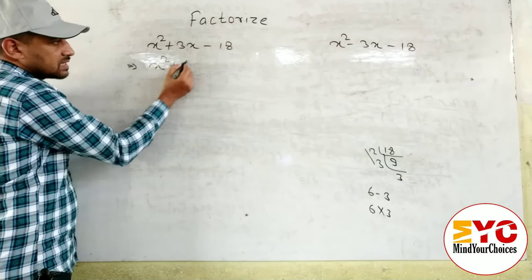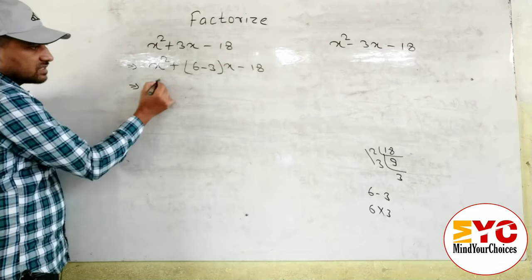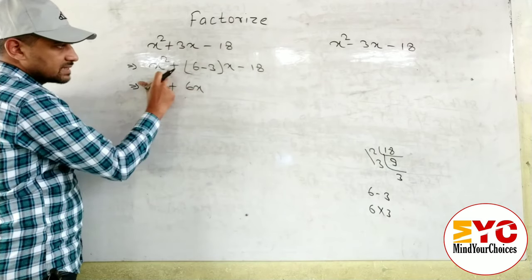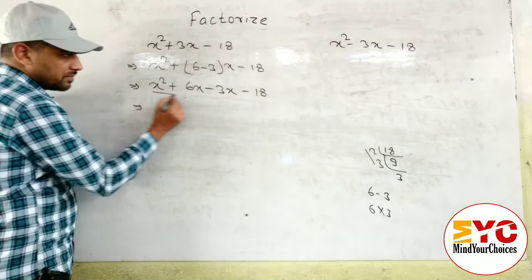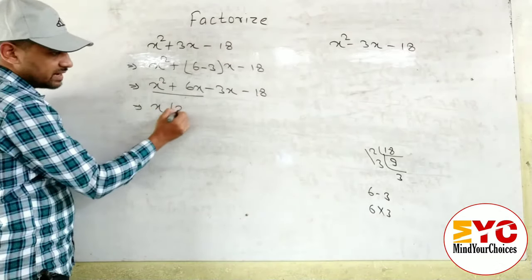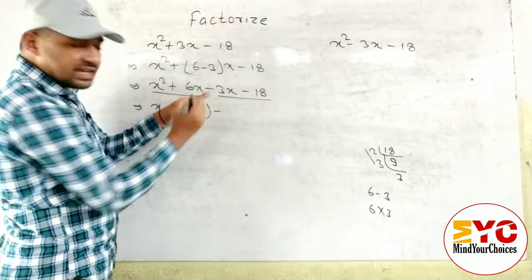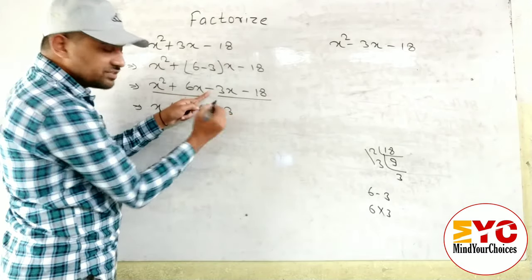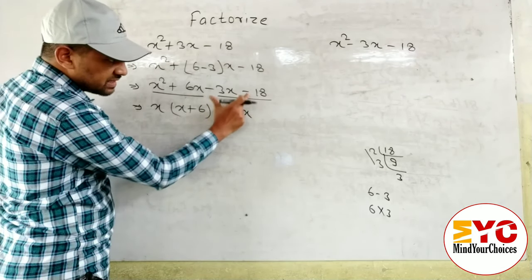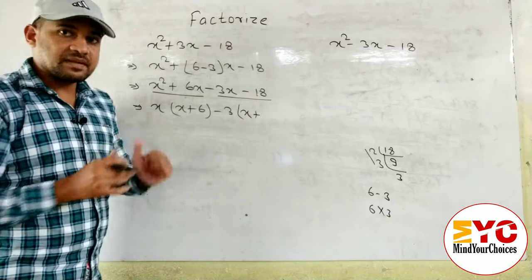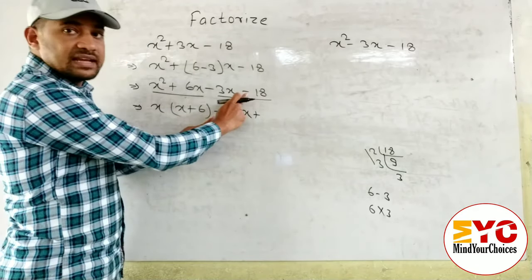So x square plus, in the place of 3x, we write 6 minus 3, x minus 18. x square plus 6 into x, 6x, minus 3 into x, 3x, minus 18. Now from here we can take common: x common, remaining x plus 6. From the last two terms, if the third term is negative, we have to take minus common also. Common of 3 and 18 is 3. When minus 3 is common, what remains is x. When minus is common, we have to change the sign. If here is minus, we write plus. If plus, we write minus. Why? Because minus times plus is minus.